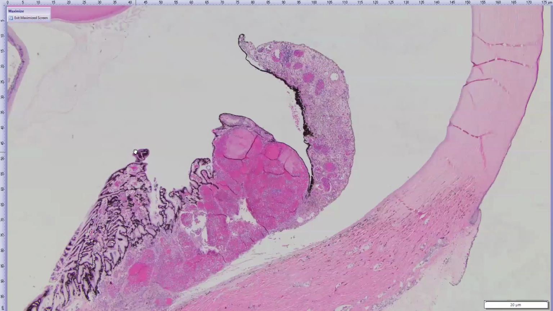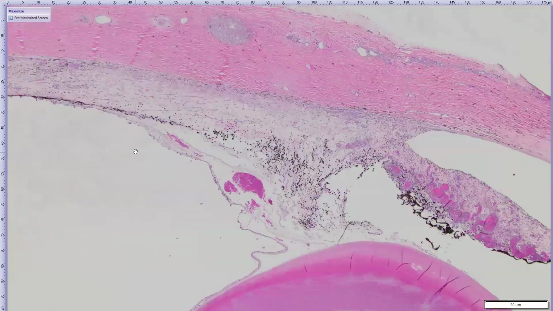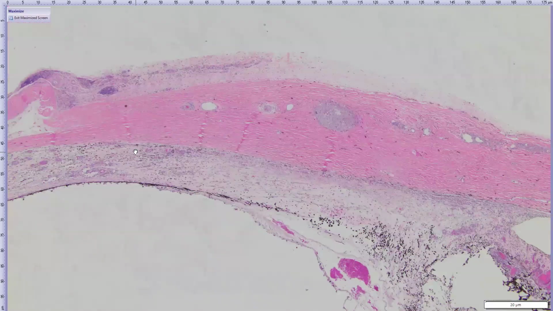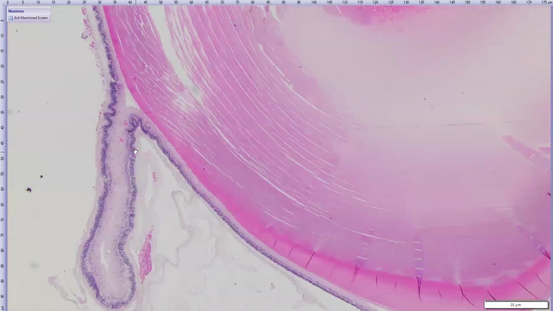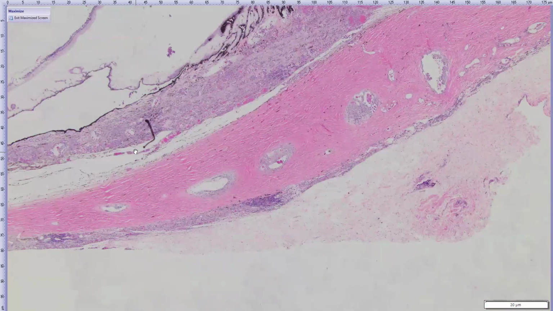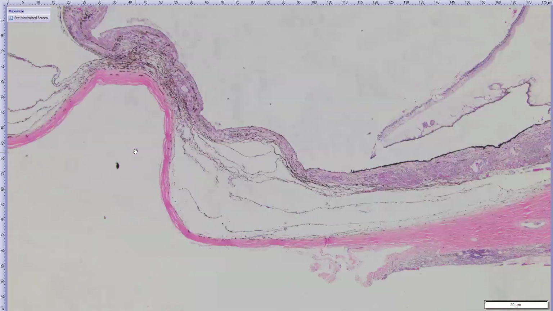In addition to the red spots, there's also a little bit more purplishness than we typically expect to see. And you can see that increased cellularity around the vessels of the scleral venous plexus, here on the other side as well, and kind of through the uveal tract.